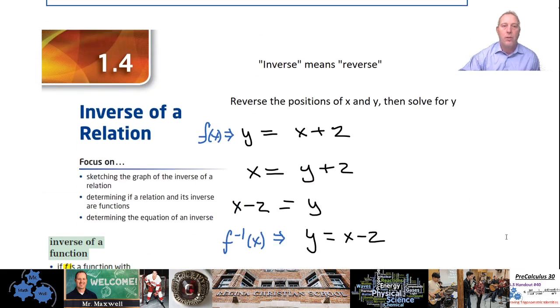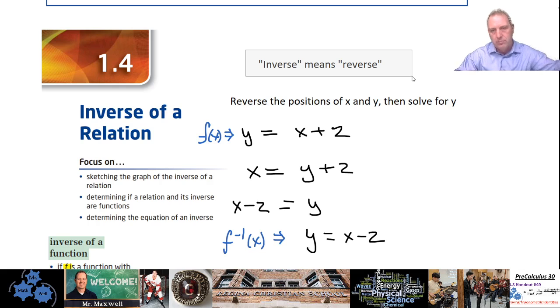Okay, one more section I believe here is the last one in our chapter review. So 1.4 talks about inverse of a function, and I always harp on this one. Inverse means reverse. If you remember, inverse means reverse, inverse means reverse. One more time. That was easy. It was. Inverse means reverse.